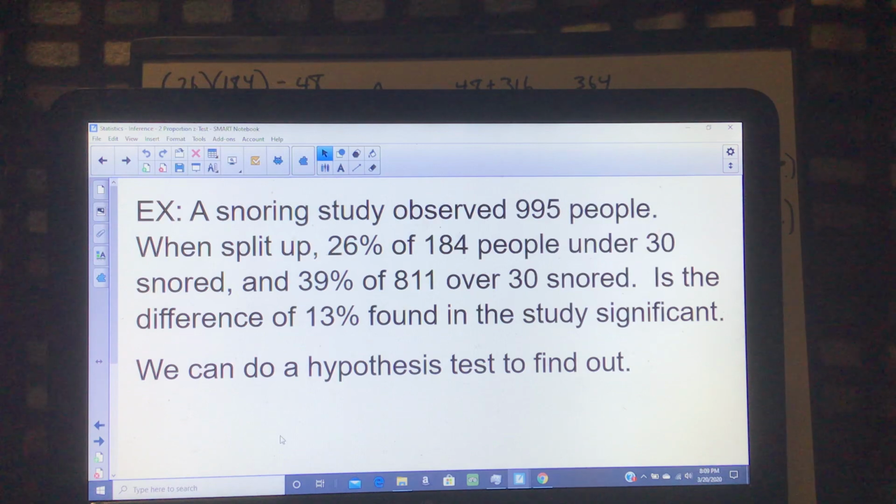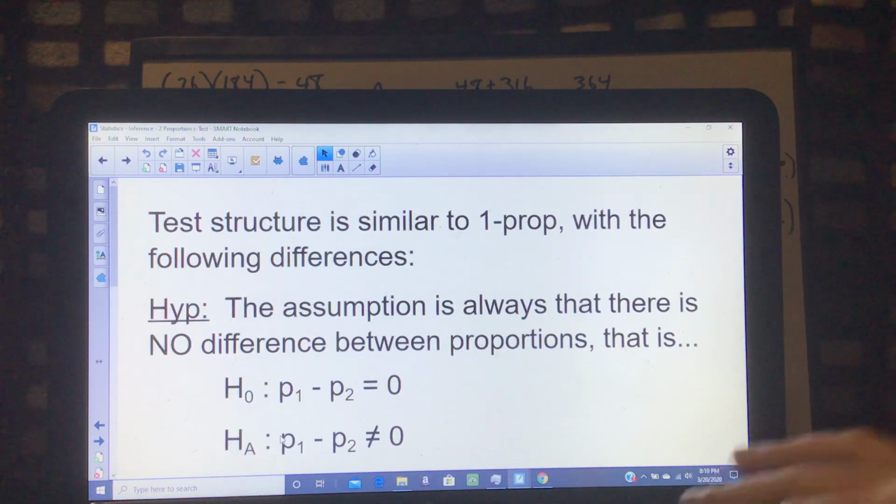All right. Let's use this to go over the steps and what's different. So at the top here, I put the test structure is similar to a one proportion test. Once again, I already went over that the hypotheses are something we're going to state, the conditions, we're going to use a normal curve in order to test how unusual something is. We'll get a p-value, and then we'll make a conclusion at the end. So that structure is the same.